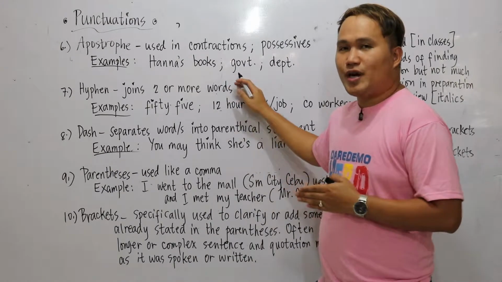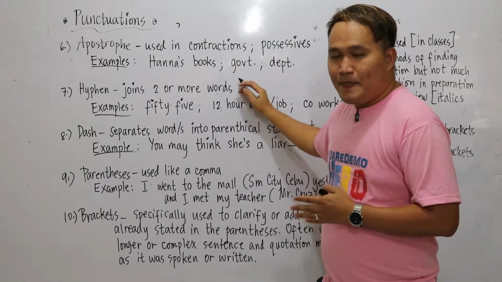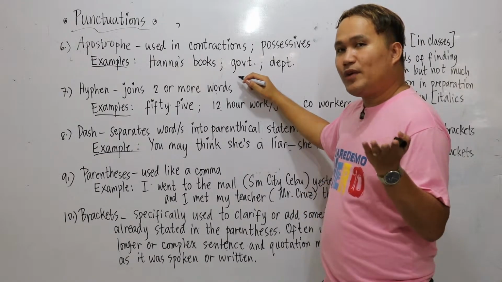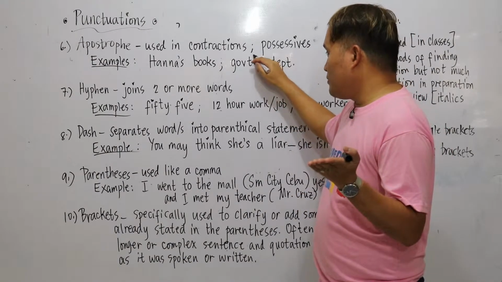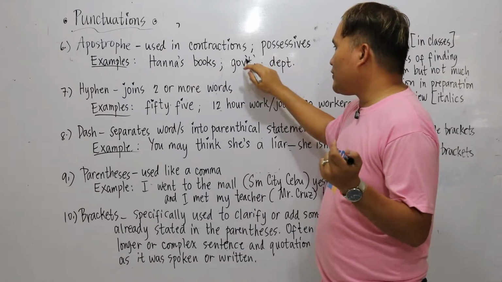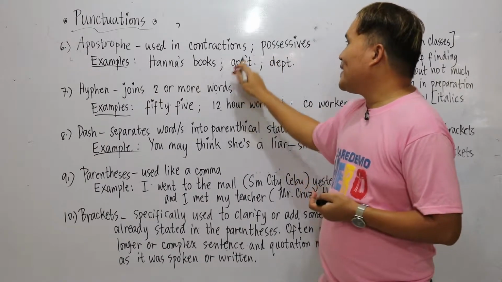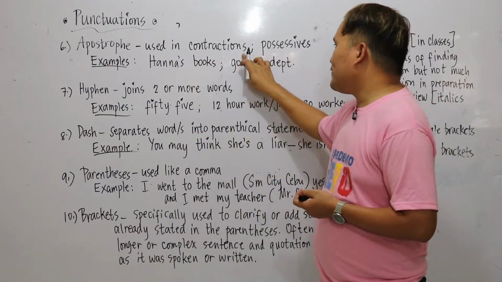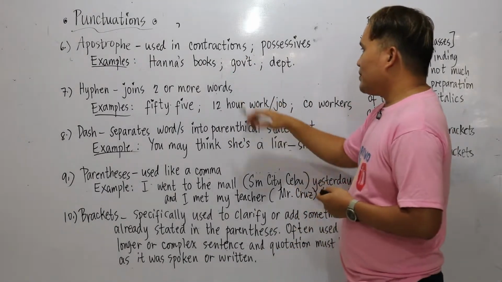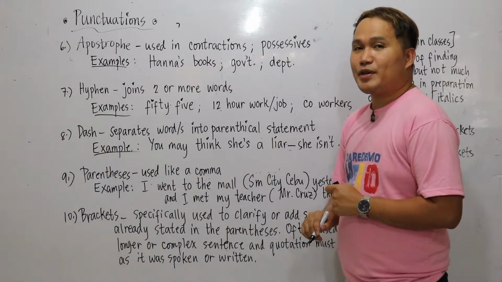How about this? Govt. This is a contraction of the word government. We have G-O-V-T. Now, question, where are we going to place the apostrophe in this word? Anyone? Will it be here, after T? Or will it be here, between letter V and letter T? Which one? This one is correct. Between V and letter T. There you have it. Govt. G-O-V apostrophe T. And then don't forget, of course, to put the punctuation, period.